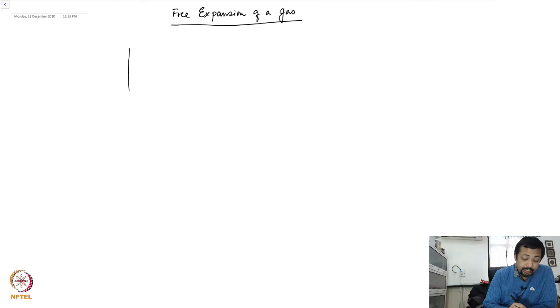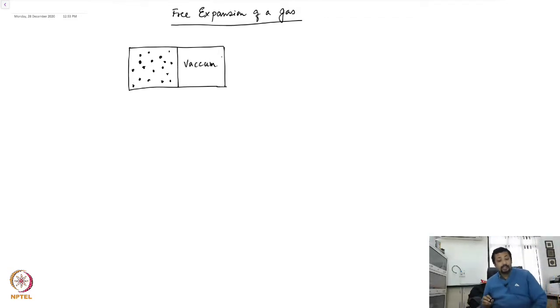So consider that I have a chamber which I have partitioned into two halves, and here in this half I have the gas particles which are contained over here. The other side, this part, is vacuum. There is no heat exchange that is allowed, and what you do is you break this partition.